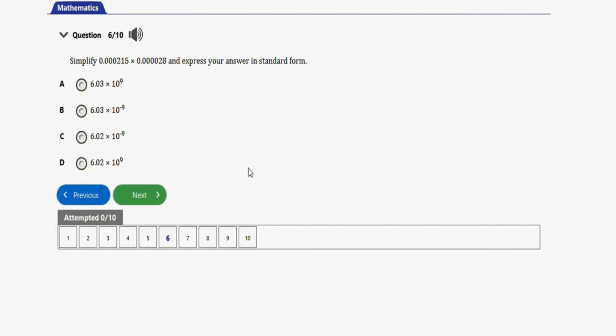Question 6. So guys, this question says simplify this and express your answer in standard form.